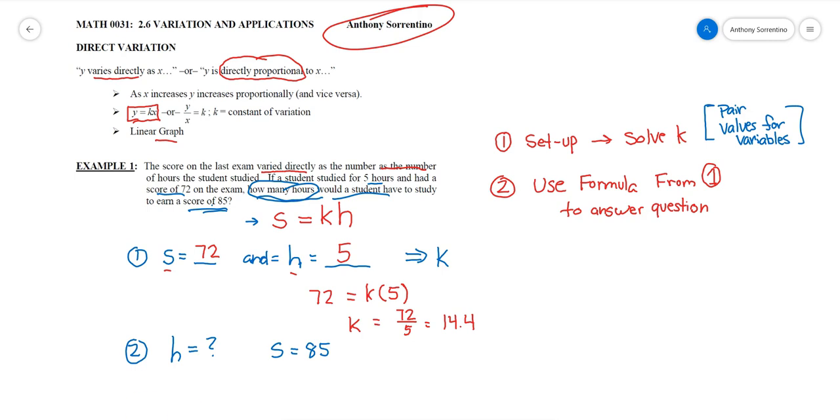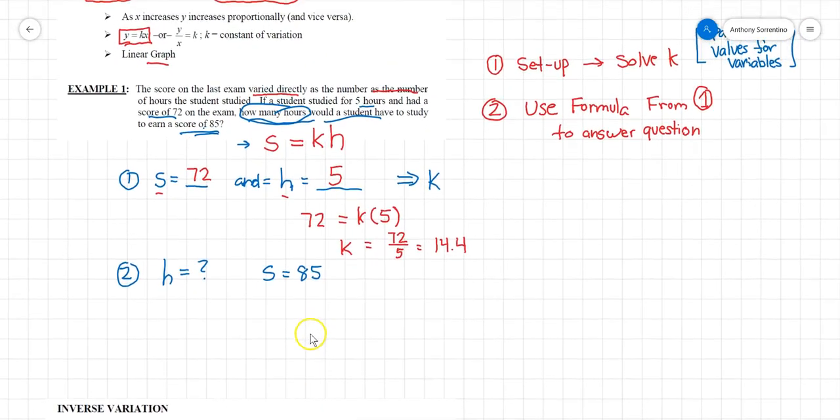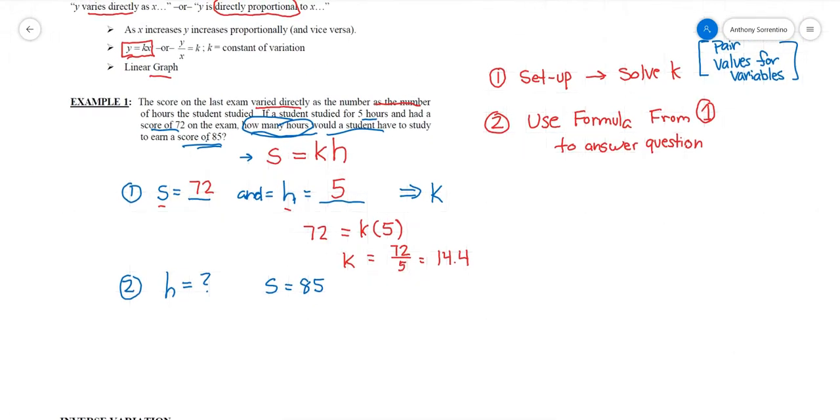So now, when I get to step 2, and let me scroll down a little bit, my formula now is S equals 14.4 times H. Now, with this formula, if I know one of the values of the variable, I'm going to be able to figure out the other. And so now I can answer the question because I'm looking for the number of hours it takes to get a certain score, and that score is an 85.